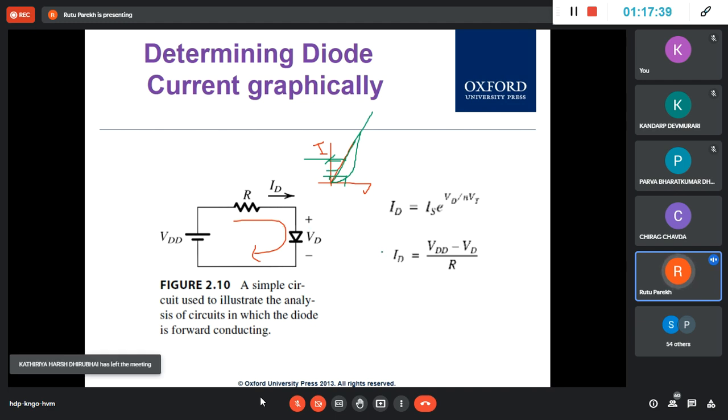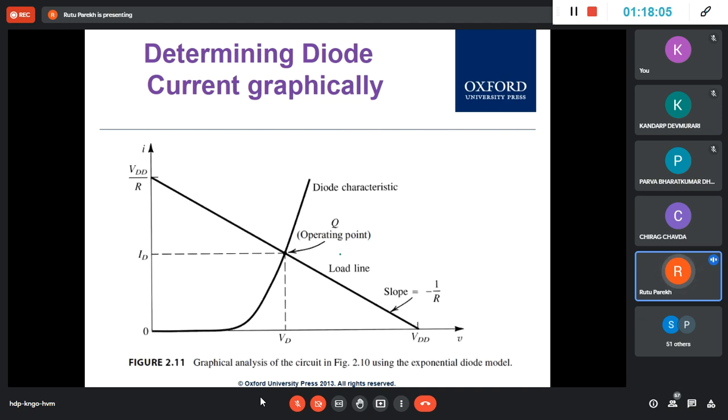So see, you have two equations now. ID, this is for the diode, it is conducting. In conduction, I neglected the -1. It is negligible. So this is the simple conduction equation in forward bias for a diode: ID equals IS e raised to VD upon nVT. And the other equation you can write is the voltage across this minus this, so the higher voltage minus this, upon R, is your ID. So ID should satisfy both of them.